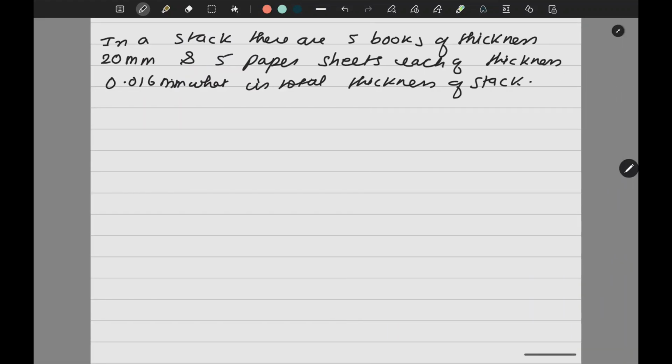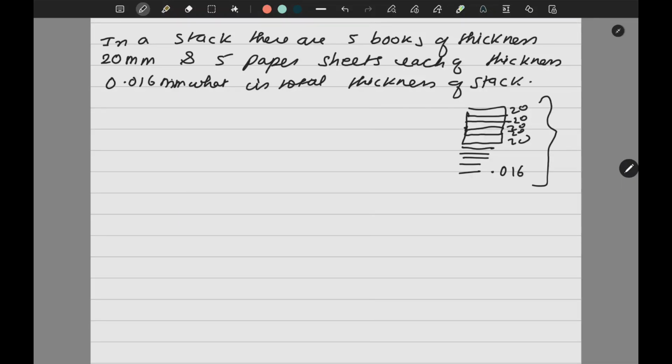Now come to the next one. Now look at this question. In a stack, there are 5 books of thickness 20 mm. Right? So 5 books are like this. 1, 2, 3, 4 and 5 books. And each has a thickness of 20. So 20, 20, 20, 20 and 20. And 5 paper sheets, each of the thickness this. So 5 paper sheets are also there. 1, 2, 3, 4, 5. Each of 0.016. Right? So this is the total stack thickness which we have to calculate.